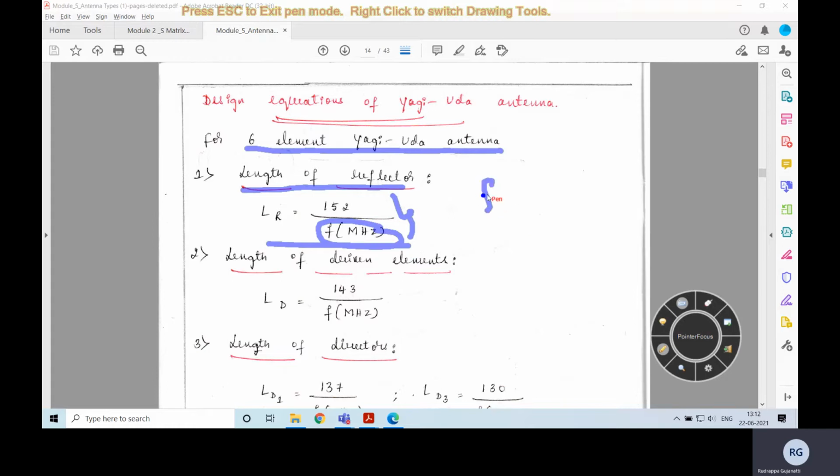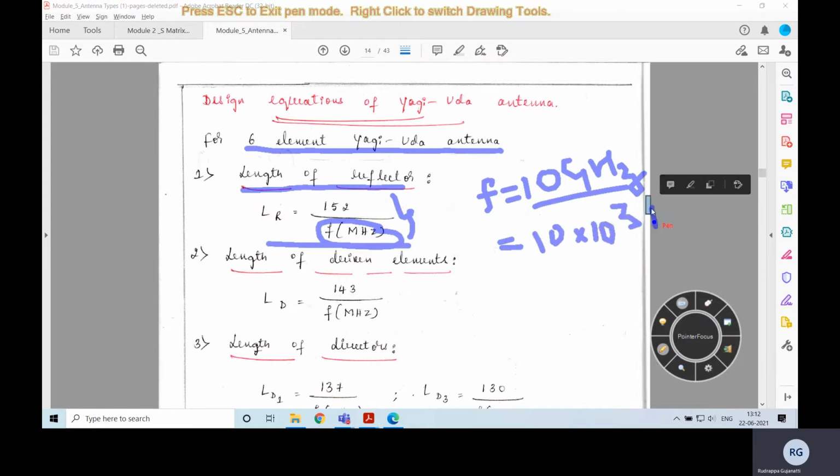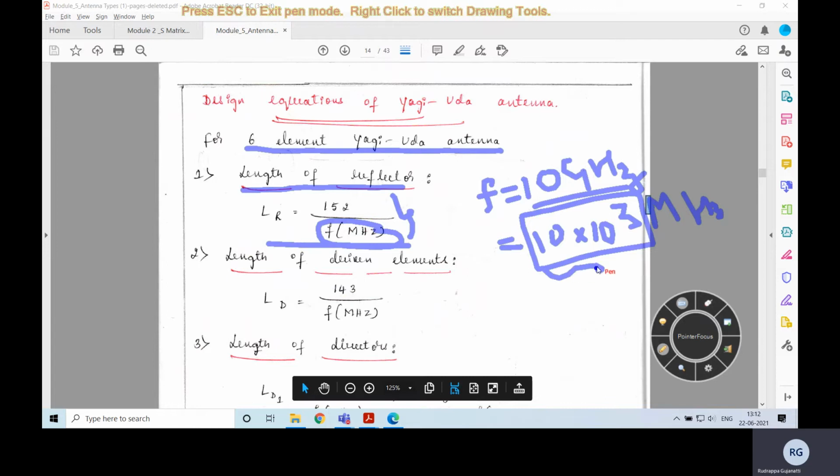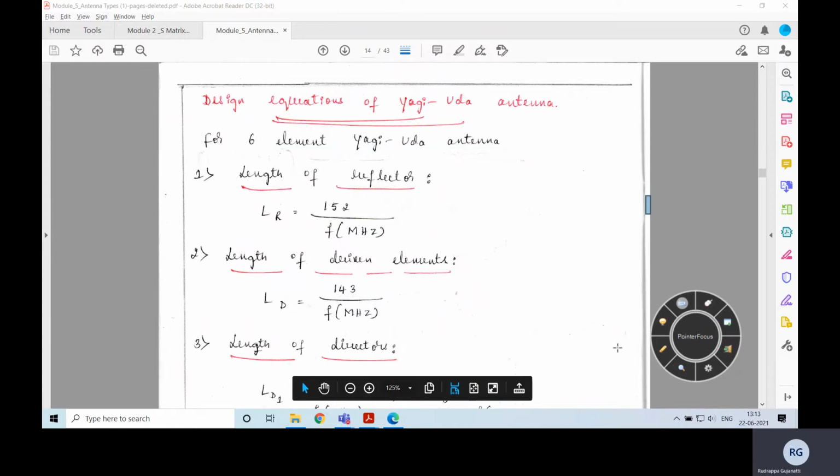So if I have a frequency of, say, 10 gigahertz, I first need to convert it into megahertz. It is 10 into 10 raised to 3 megahertz. In this equation I substitute 10 into 10 raised to 3, and then I obtain the length of the reflector. So I have to utilize the frequency in megahertz.